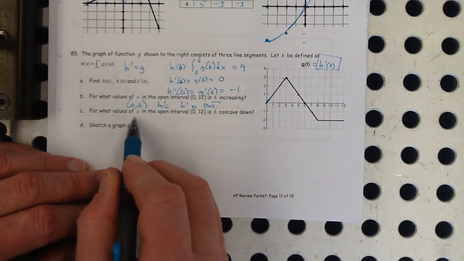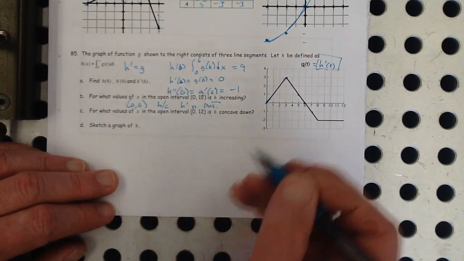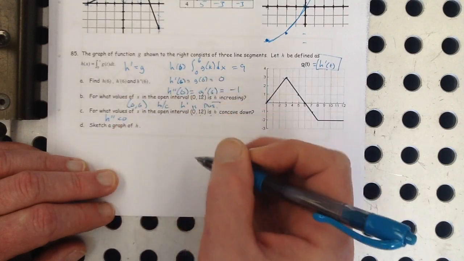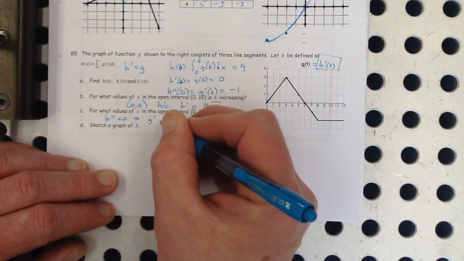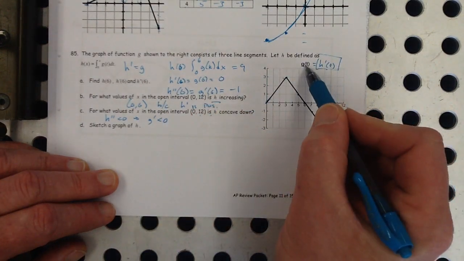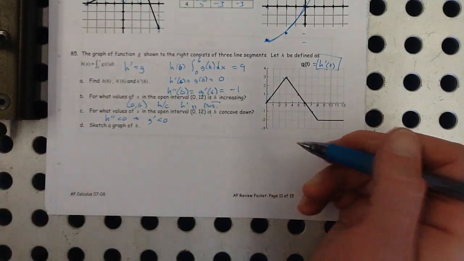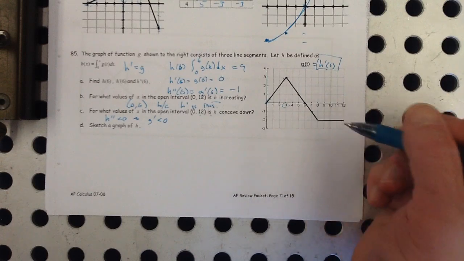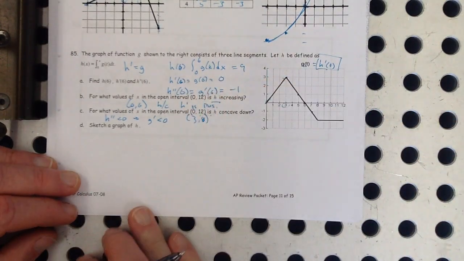For what values of x in the open interval 0 to 12 is h concave down? H is concave down when h prime is negative, which is the same as g prime is negative, and that means the slope of this is negative. So the slope of this is negative from 3 to 8. The interval from 3 to 8.